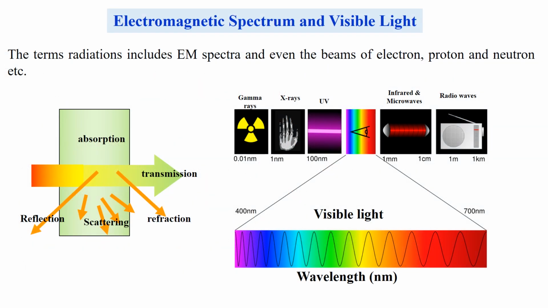What is the electromagnetic spectrum and visible light? The term radiation includes electromagnetic spectra and even the beams of electrons, protons, and neutrons, etc. Here is the electromagnetic spectrum, which includes gamma rays, X rays, ultraviolet rays, visible rays, infrared, microwaves, and radio waves. All these radiations have different uses, but photochemistry deals only with the region called visible, and some region of ultraviolet.